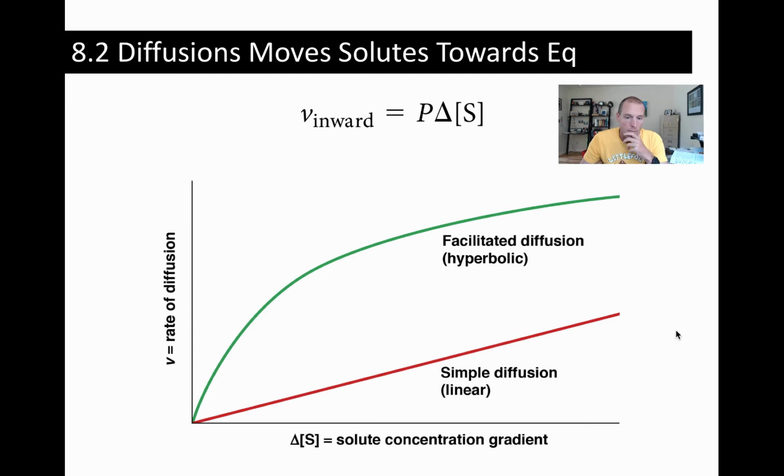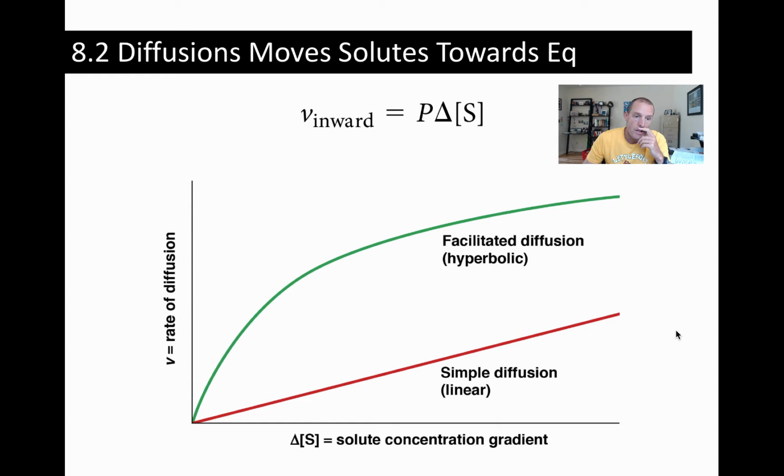So in that system, kinetically, the rate of simple diffusion is directly proportional to the solute concentration difference across the membrane, so the size of the gradient. So as the gradient size increases, as we have more solute outside compared to inside, for example, as we increase the difference between these two values, we see a greater rate of diffusion.